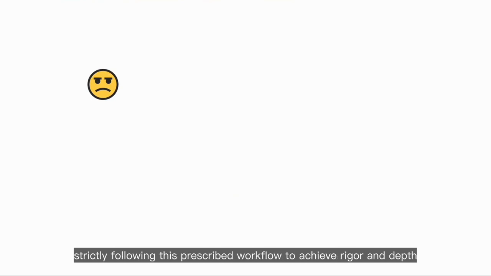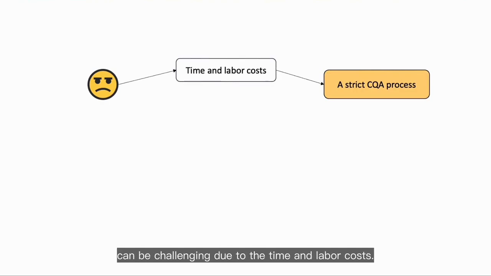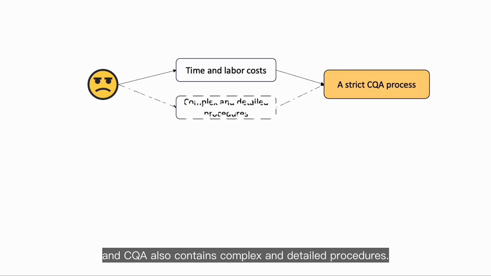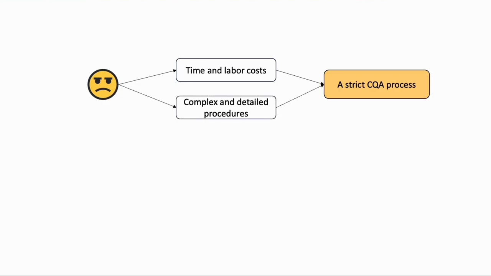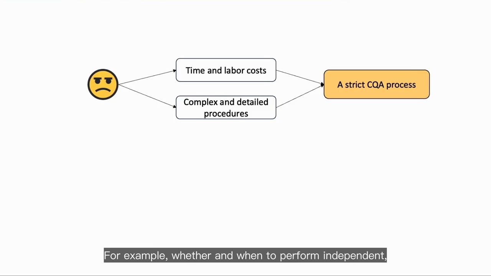However, for graduate students, early career researchers, and diverse research teams, strictly following this prescribed workflow to achieve rigor and depth can be challenging due to the time and labor costs. This is because CQA usually requires multiple rounds of iterations to resolve disagreements, and CQA also contains complex and detailed procedures, for example, whether and when to perform independent open coding, and how to form a final consensus via iterations.